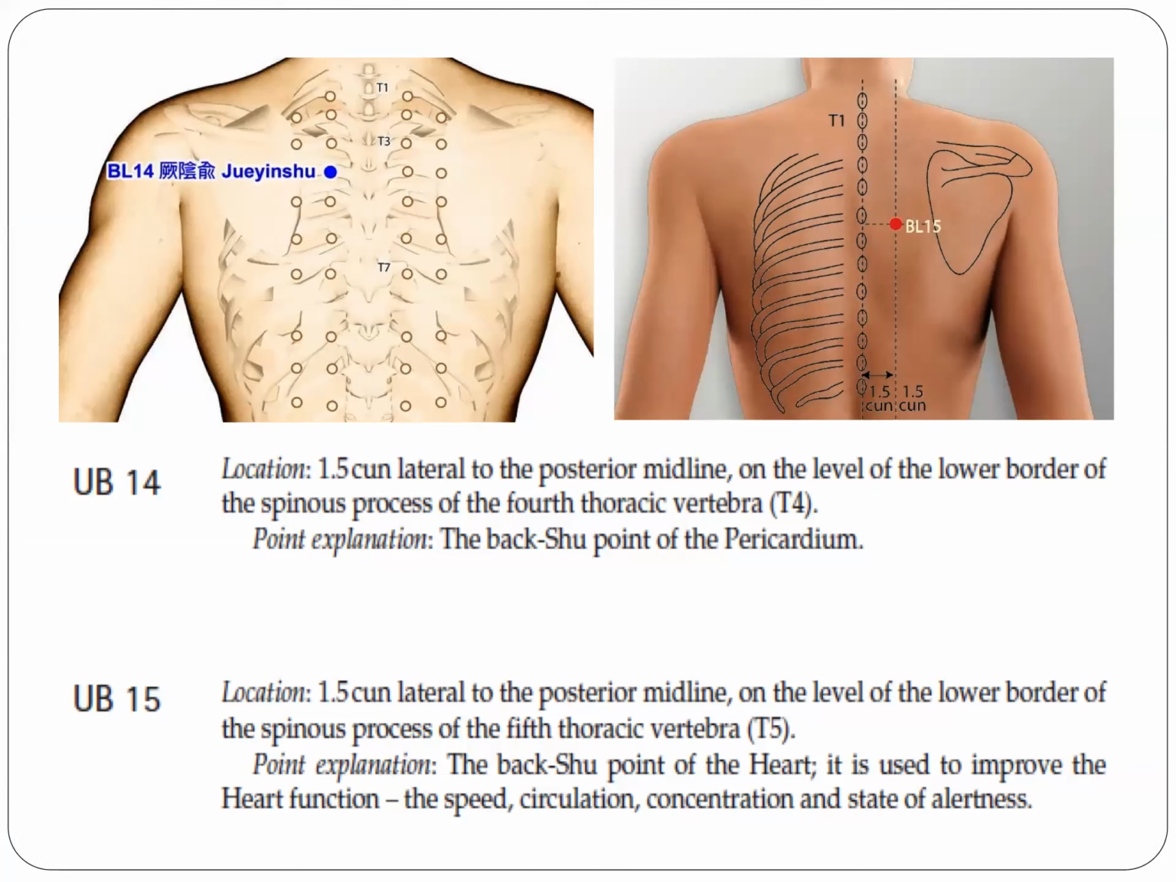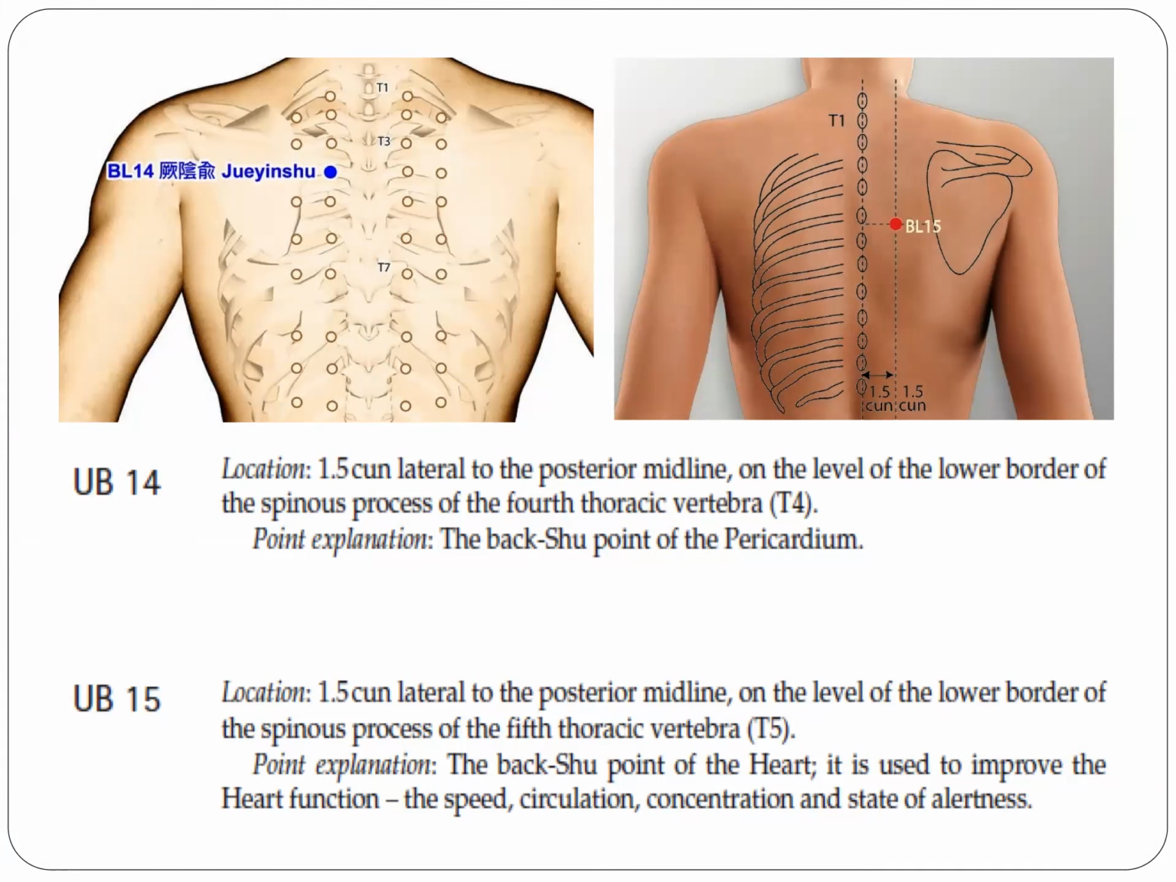Now we continue with the urinary bladder meridian of the foot great yang, part 2. First, we have UB14, which is located 1.5 cun lateral to the posterior midline on the level of the lower border of the spinous process of the fourth thoracic vertebra, or T4. Point explanation: it is the back shu point of the pericardium.